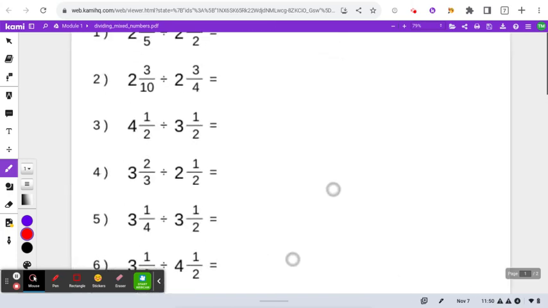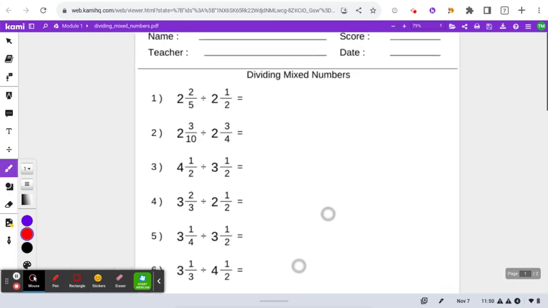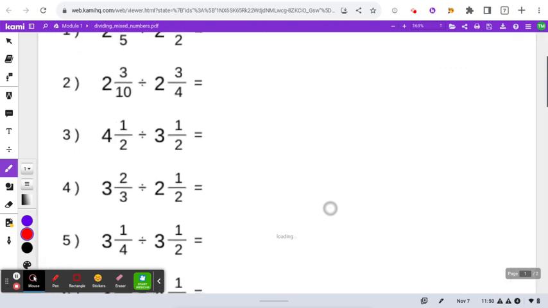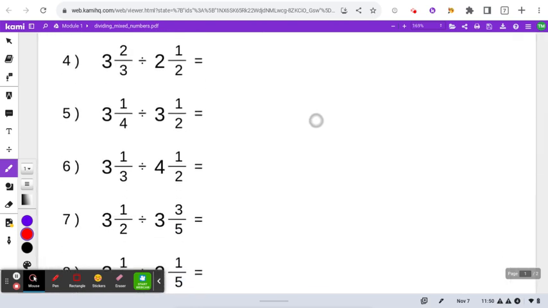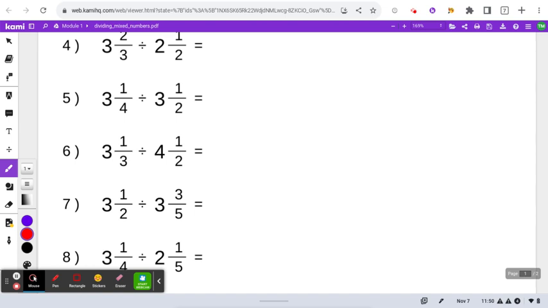Okay, this is the worksheet for dividing mixed numbers. I'll go through the steps for you to solve these problems. I'll start with number 5. So you'll start with the backward C.